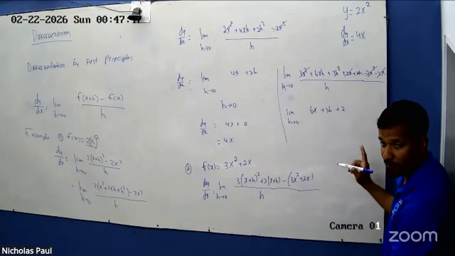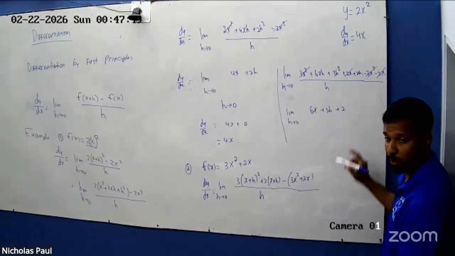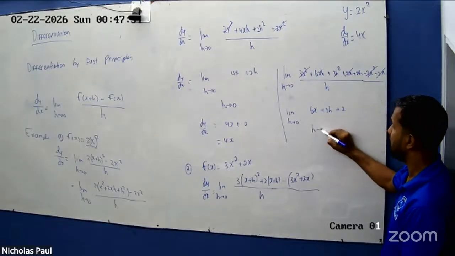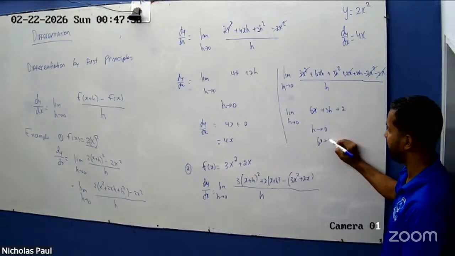Are you okay with that? And then put h as 0 and you'll get 6x plus 2.